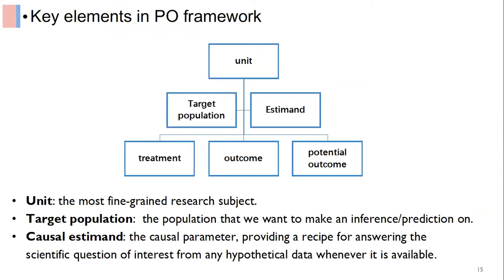To define a recommendation task clearly, we should first know the key components of the potential outcome framework. There are six elements: unit, target population, treatment, outcome, potential outcome, and the estimand. The unit is the most fine-grained research subject. The target population is the population that we want to make an inference or prediction on, and the causal estimand is the causal parameter of interest, providing a recipe for answering the scientific question of interest for any hypothetical data.